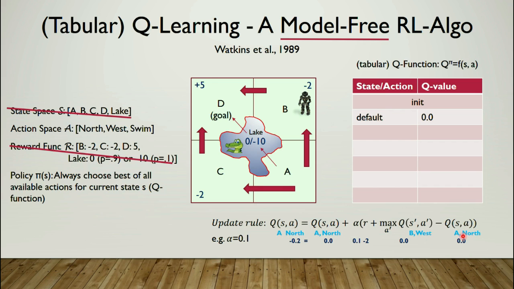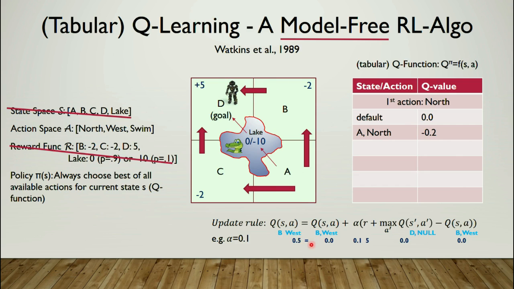And let's do it on this side of the equation. So right now Q of A and north is 0 because everything's 0. Our learning rate is 0.1, our reward is -2 that we have observed here. And our best next action, which is the action that we take from B, there's only one, and that's also 0 right now because we have nothing in the Q table yet. So the new value is -0.2, and we're going to put this here now. So our first action was north, and we can update the value for the tuple A north to be -0.2.